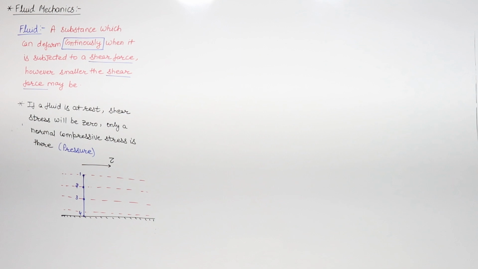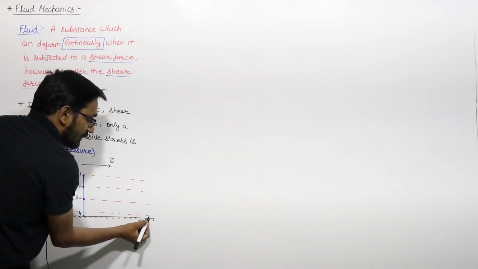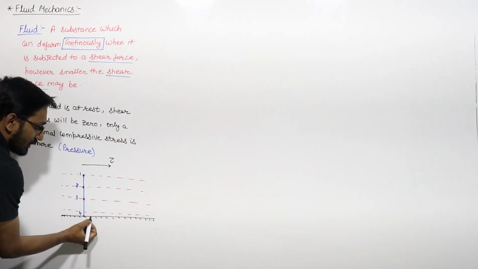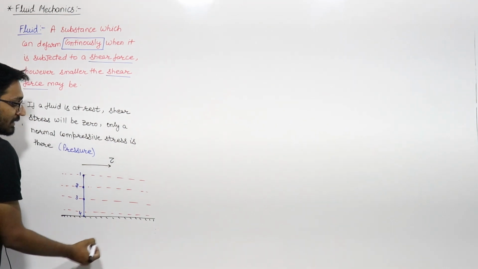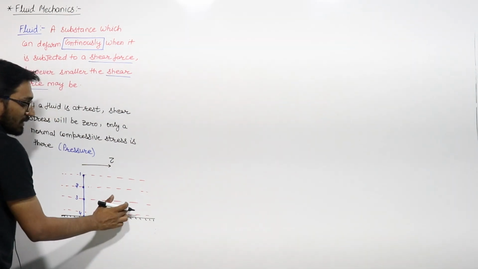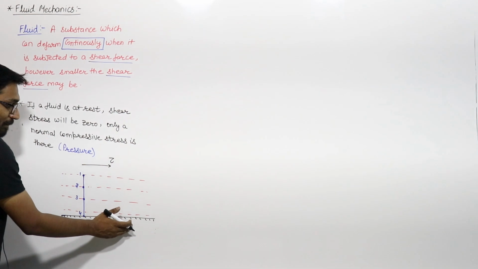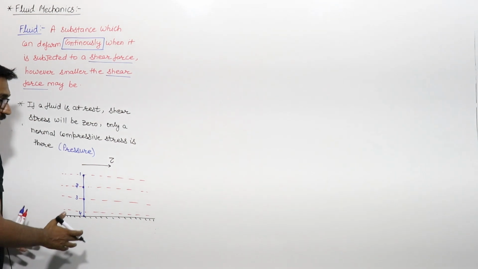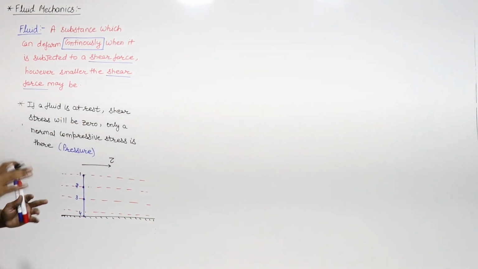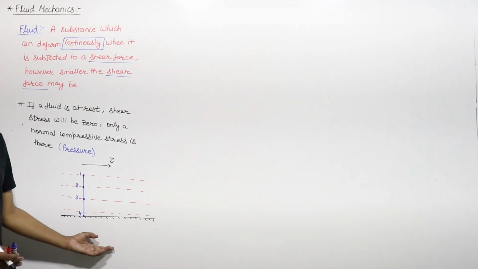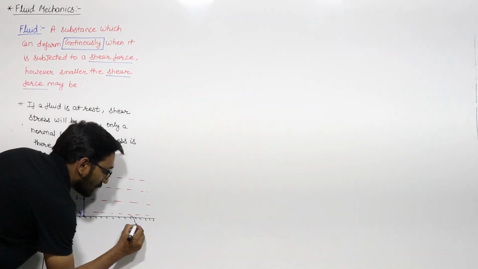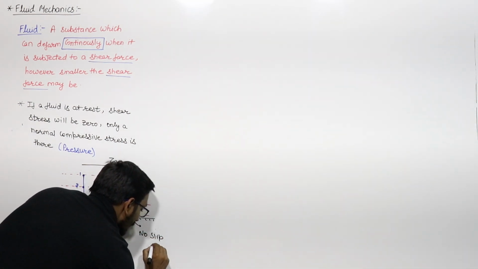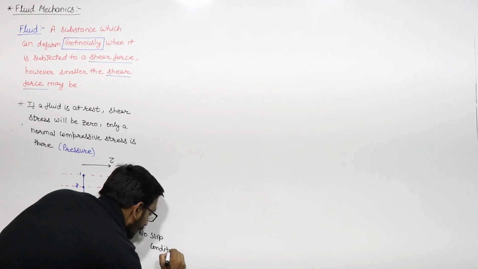We will study it later also, that this layer is the layer adjacent to this solid surface, the layer which is in contact with this solid surface. The layer which is in contact with this solid surface will achieve the velocity of this solid surface, and this is known as the no slip condition.